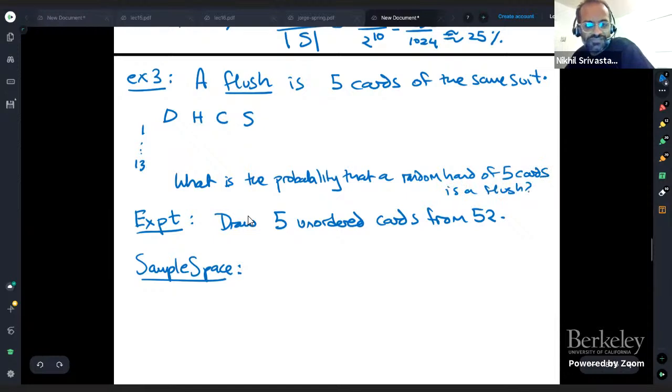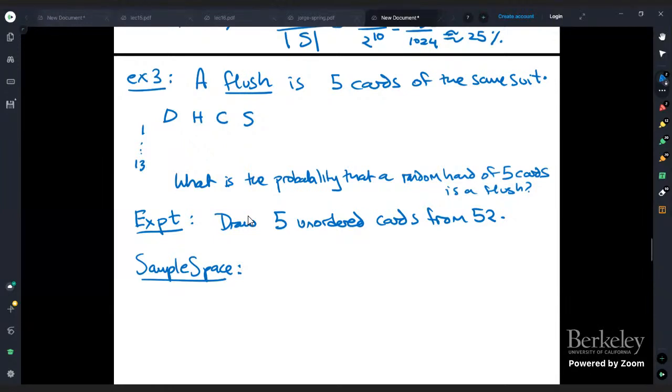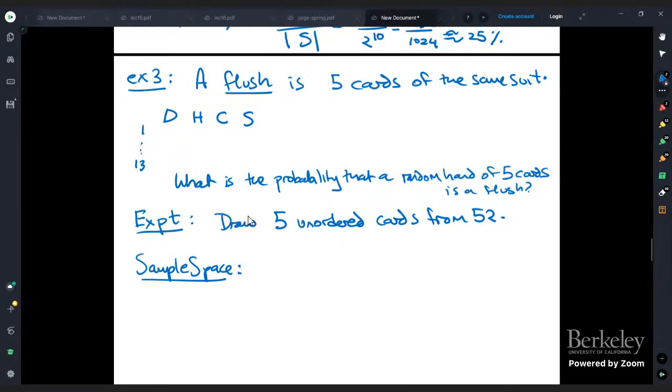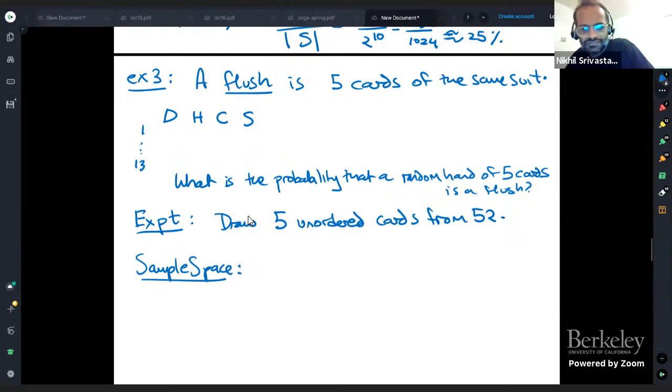So flush is defined over here, right? There are 52 cards, and 5 cards are a flush if they're all the same suit. Does that answer the question? So it's like 5 diamonds. Yeah, 5 diamonds or 5 clubs or something like that. And are we including straight flush and royal flush in this? This is just any flush. Okay.